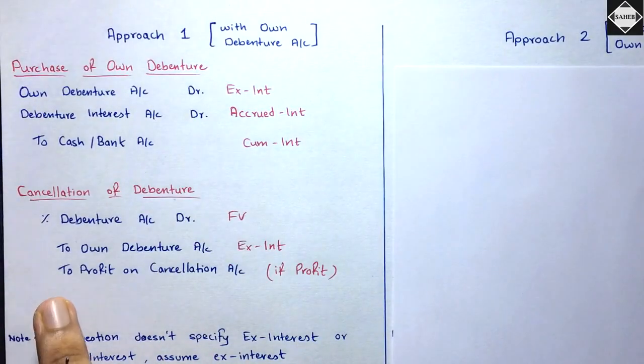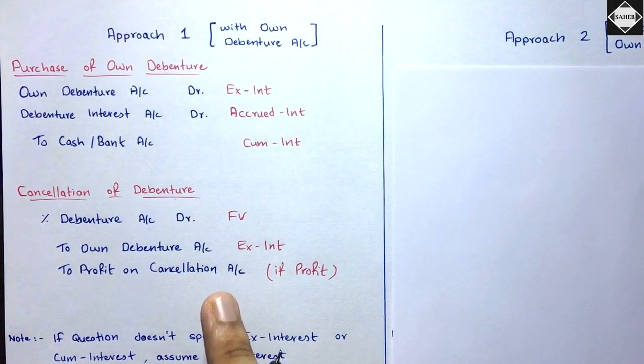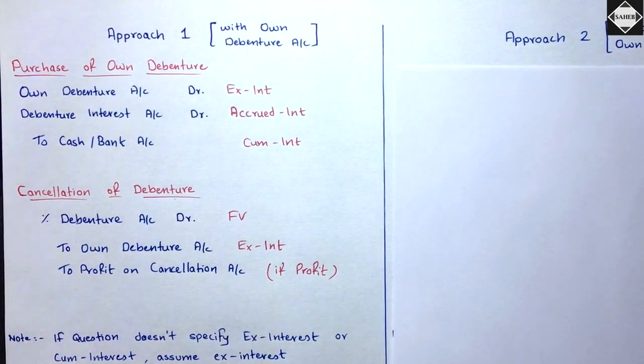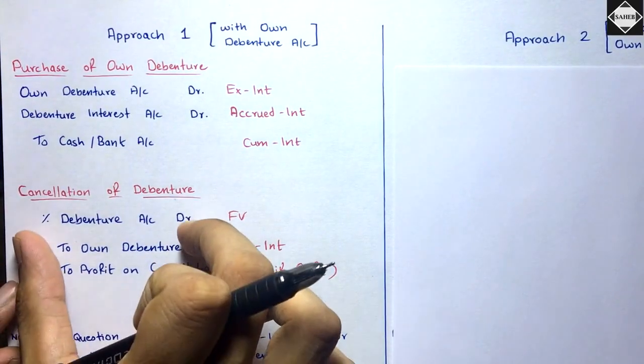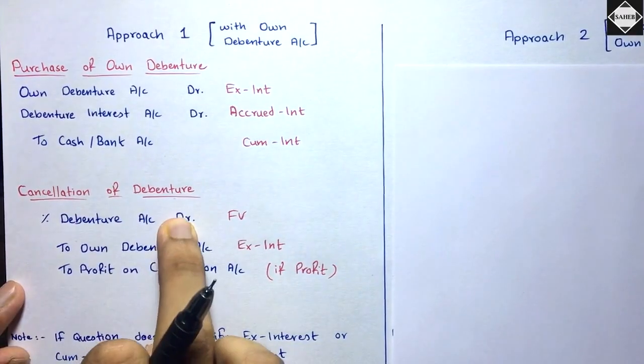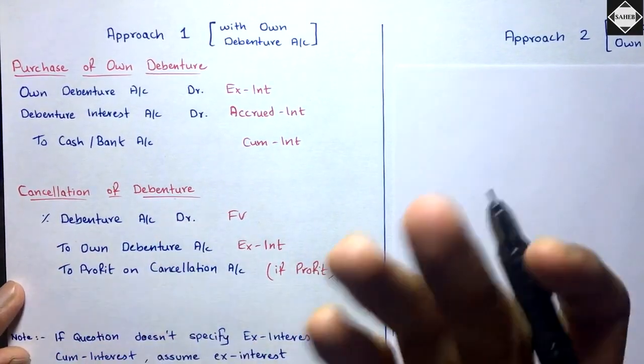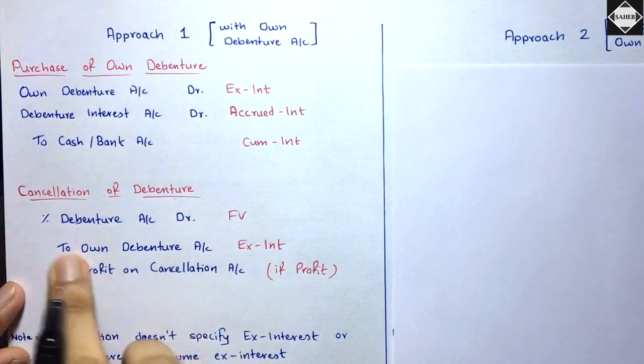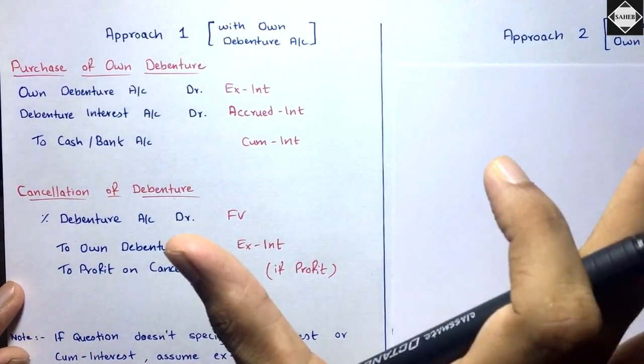And what do we do with the profit? We take the profit over here to profit on cancellation account. It's our income, right? It's our gain. So what do we do with the gains? We credit that to profit on cancellation. If there is a loss, just for an example, then you're going to take it over here on the debit side. Percentage debenture account debit, loss on cancellation account debit. What do we do with the losses? We debit them. So loss on cancellation account debit to own debenture account, like that. Simple as that. Is that clear?